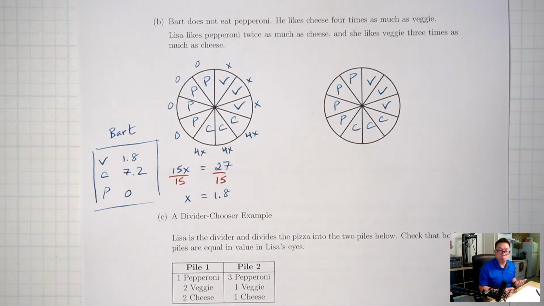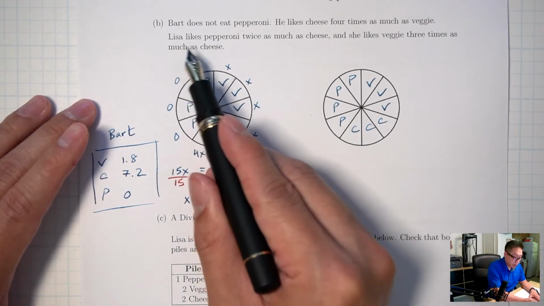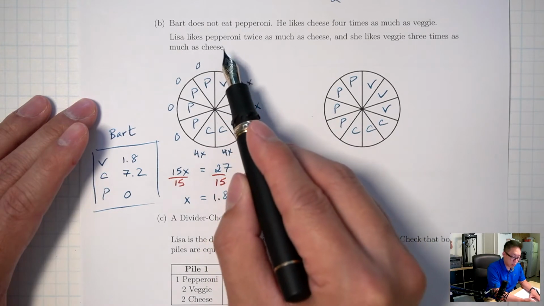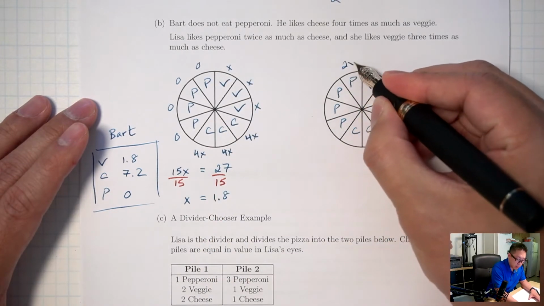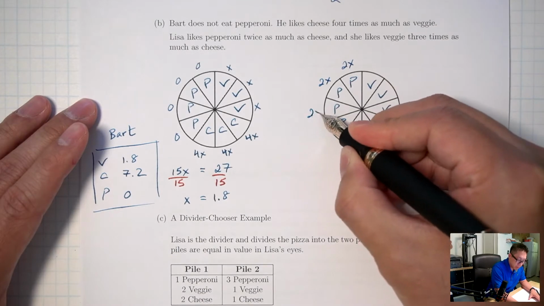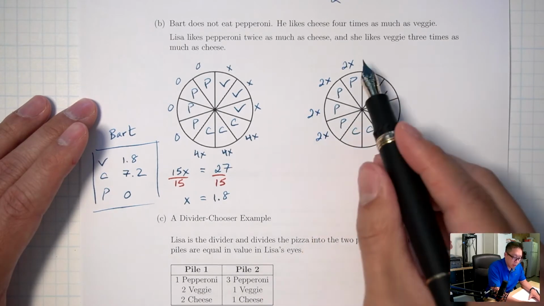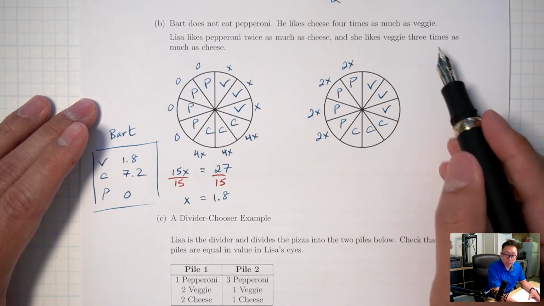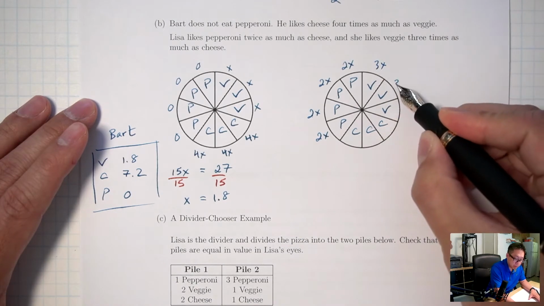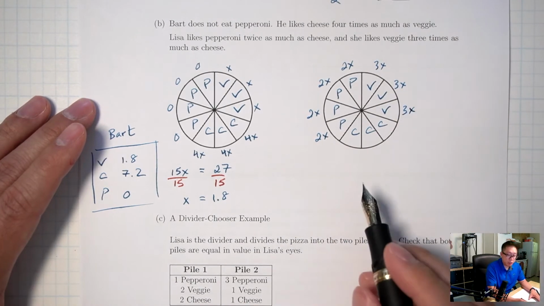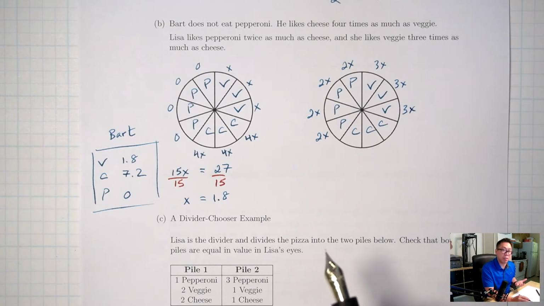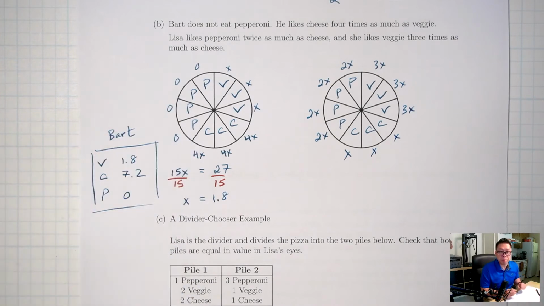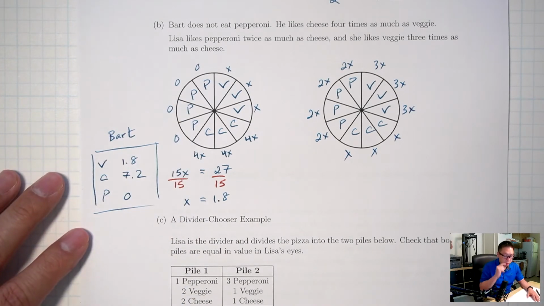And then we'll do the same thing for Lisa. Lisa likes pepperoni twice as much as cheese. So twice meaning 2 times. So I'm going to label the pepperoni 2x. She likes veggie 3 times as much as cheese. So veggie will be 3x. Cheese, it doesn't say that she does not like cheese, so the cheese will be regular x and not 0.